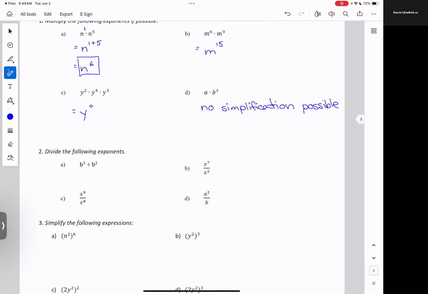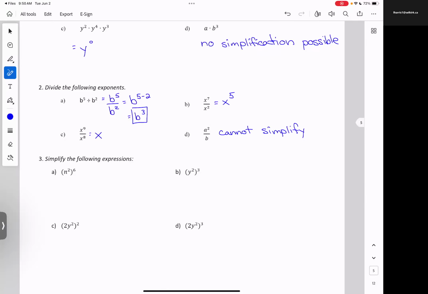Next, we want to do some division. This first one, I like to write it with the bar. So that's b to the power of 5 over b squared. That means we are subtracting exponents because we're dividing, and that gives us an answer of b to the power of 3. Next one, once again, we're dividing exponents, so we're going to subtract, and we get x to the power of 5. The next one, we would get x to the power of 1, which we can just write as x. And that last one, we cannot simplify. Maybe I'll just write cannot simplify, or no simplification possible, because they're different bases.